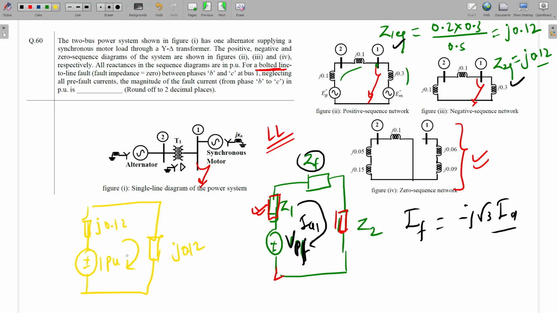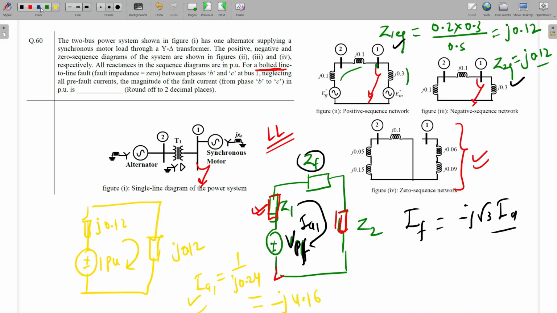So what will be this current IA1? IA1 will be 1 divided by J 0.12 plus J 0.12. It will be J 0.24. So can anyone calculate the value of 1 divided by J 0.24? Can anyone tell? Minus 4.16. It will be minus J 4.16. Okay, so this is the value of IA1.